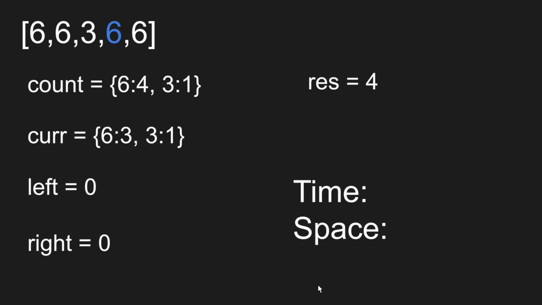Looking for 12, nothing on left, nothing on right. Move to the next number. Again, looking for 12, nothing on left and nothing on right. So we return 4 as our result.